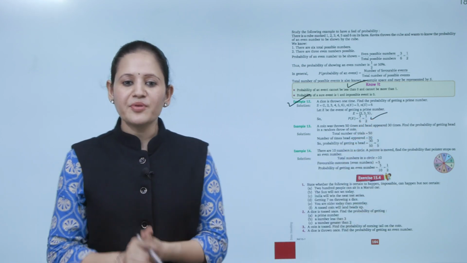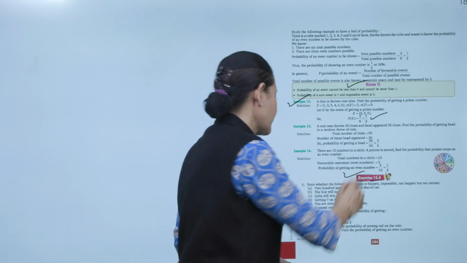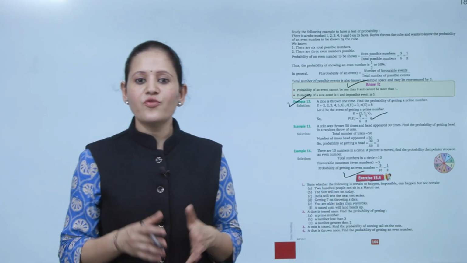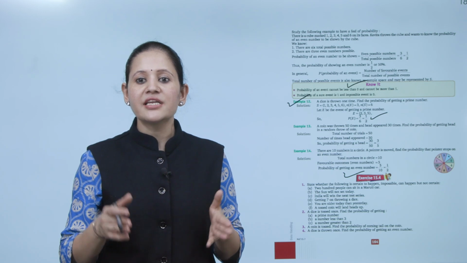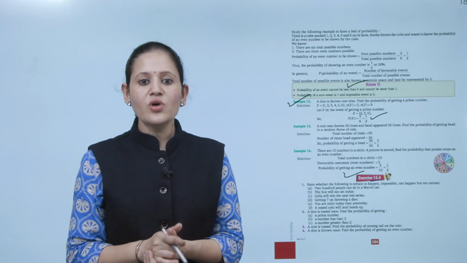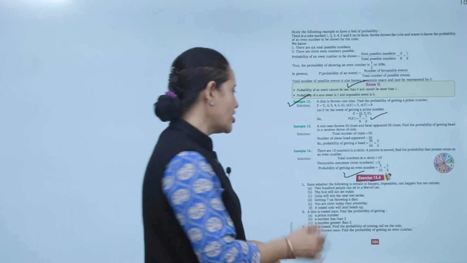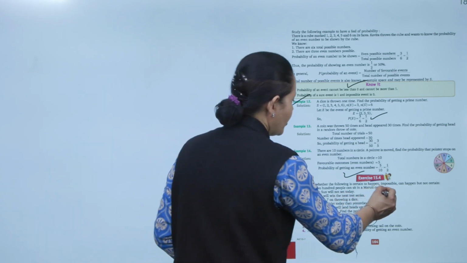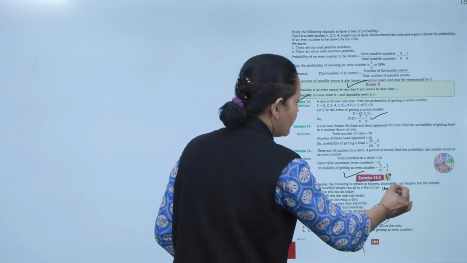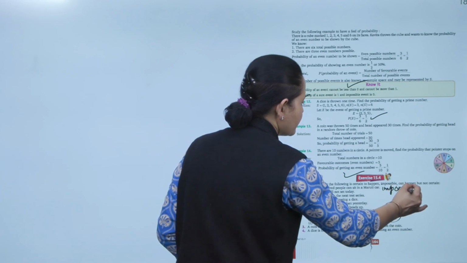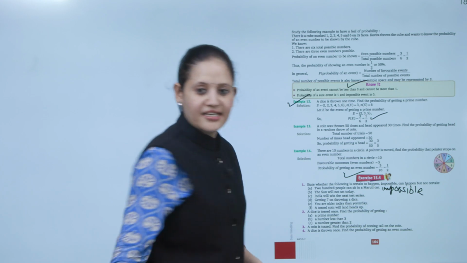Next is exercise 15.4. State whether the following are certain to happen, impossible, or can happen but not certain. 200 people can sit in a Maruti car. So that is not possible, or we can write impossible. Clear?